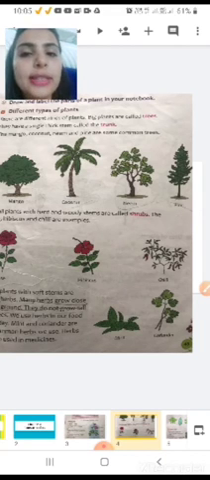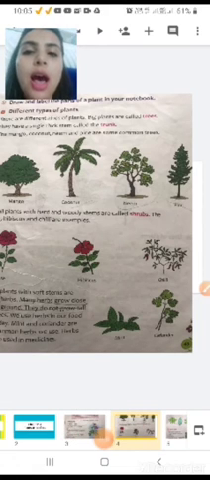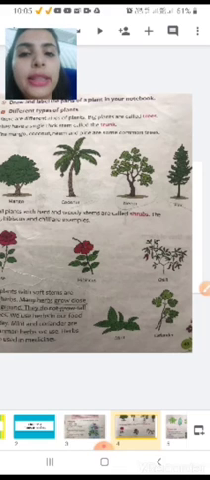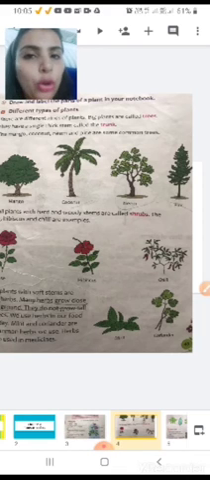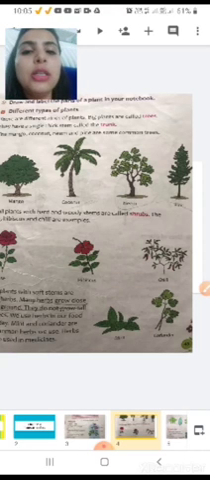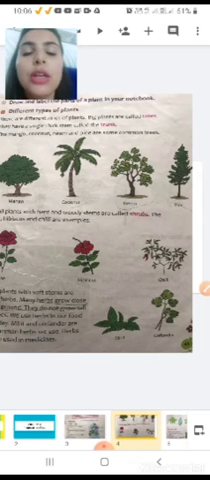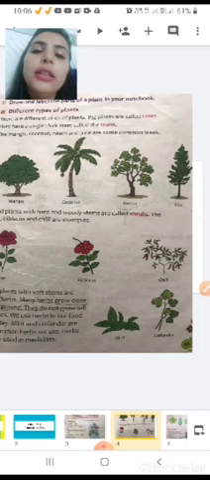Now see next, different types of plants. There are different kinds of plants. Big plants are called trees. They have a single thick stem called the trunk. As we know, the plants which are big are called trees.